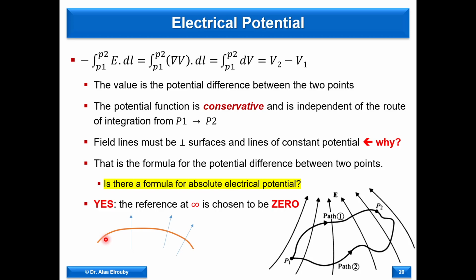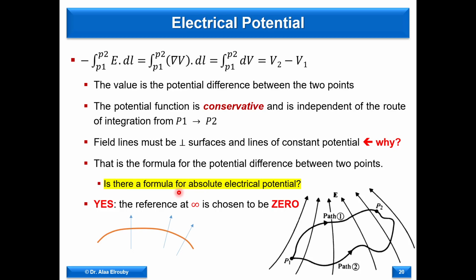So this is a proof that the electric field must be perpendicular to the line of equipotential or the surface of equipotential. So far we are talking about the relative electric potential or the electric potential difference. Is there a formula or a value or a definition for absolute electric potential?